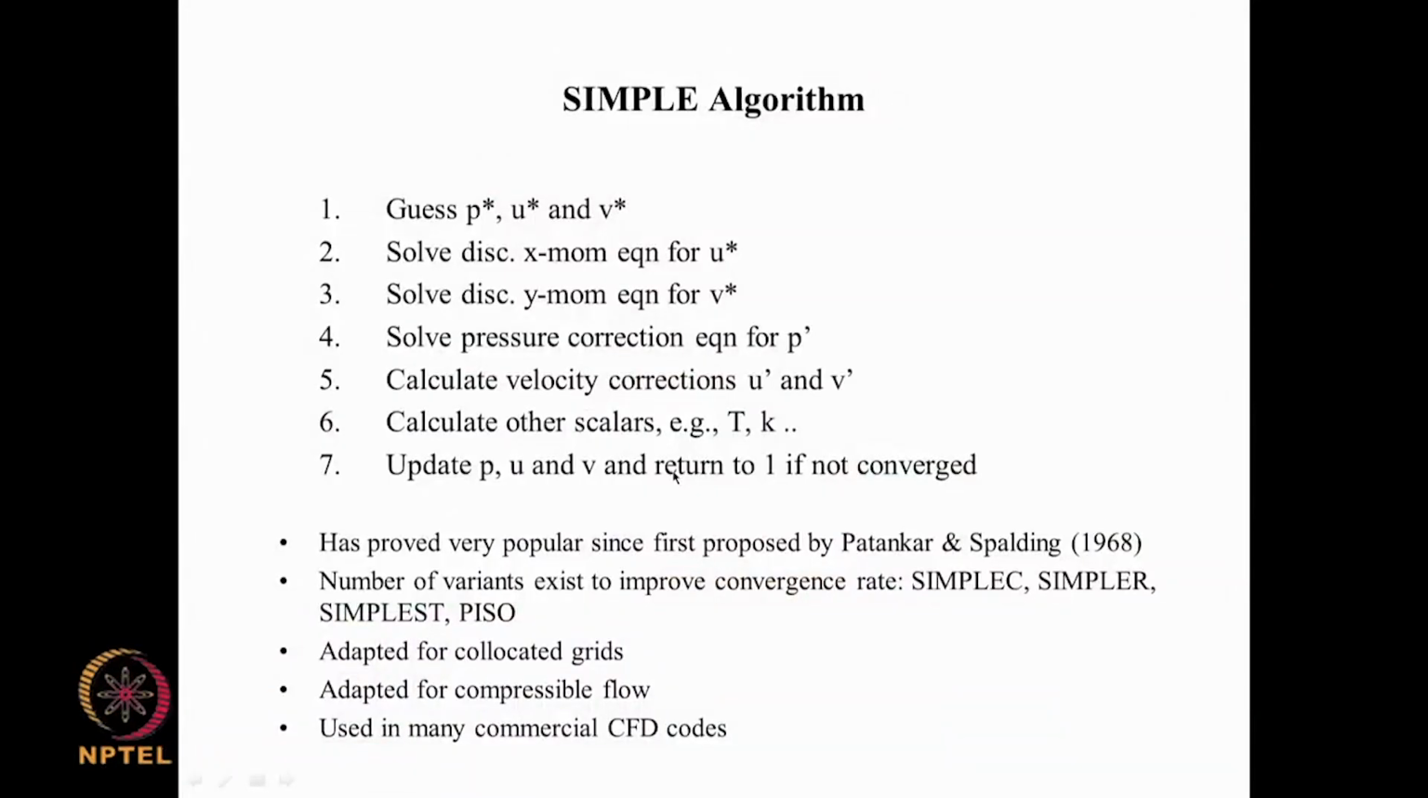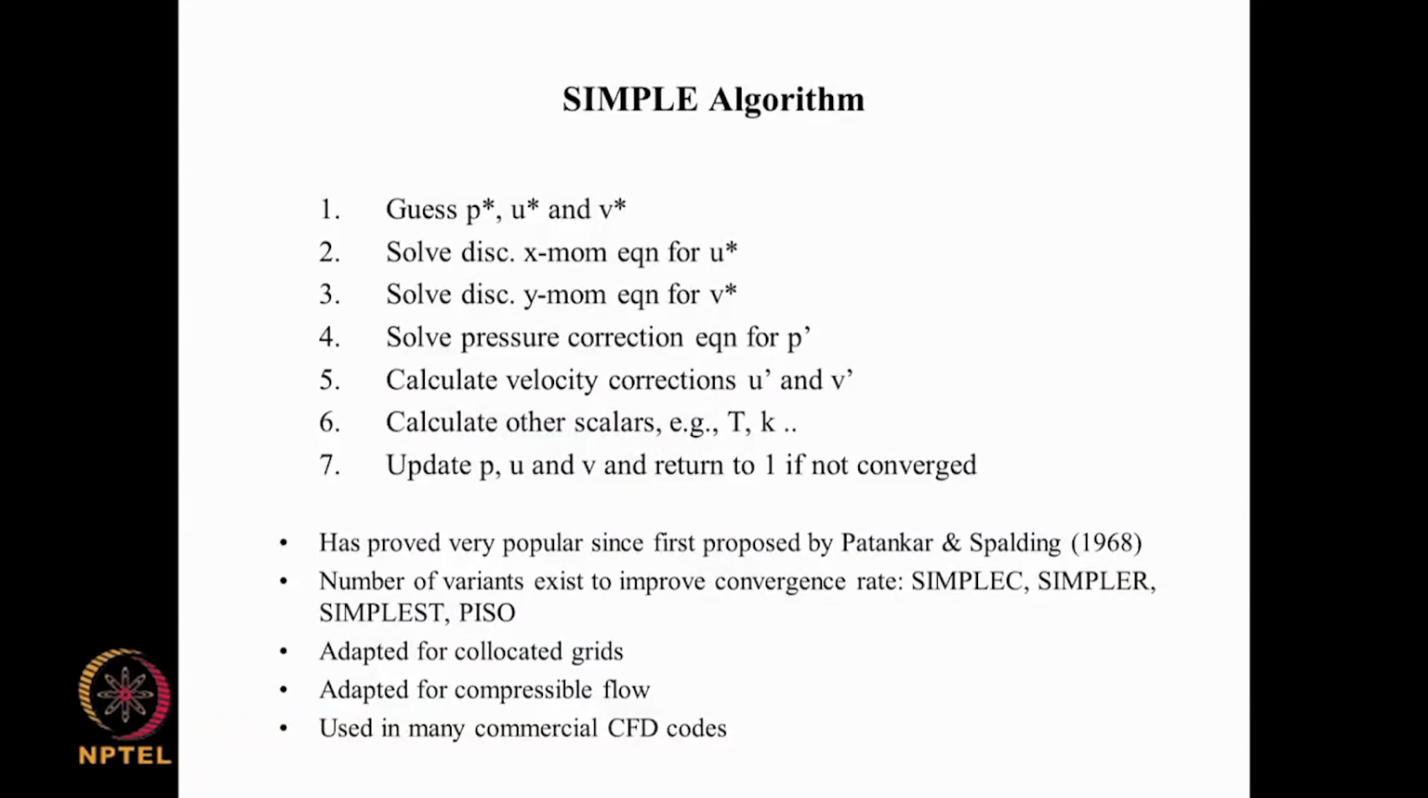And although this method has been described here for staggered grid, this can also be extended to collocated grids, and it can also be extended to compressible flows and all that, and it is used in many CFD computations for the solution of Navier-Stokes equations for compressible and incompressible flows, primarily for incompressible flows. And because we are doing it in so many iteration kind of steps, it is possible to bring in more complicated physics like turbulence and reaction and all those things.